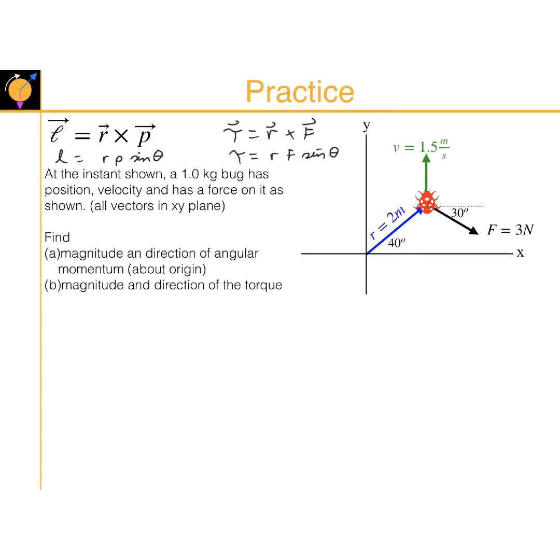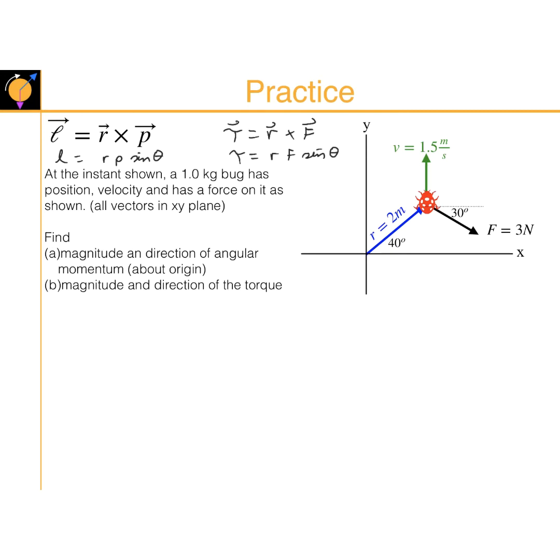And that is our angular momentum for this ball around the origin. So here's another example, and I'm also going to take the opportunity to introduce another way of thinking about torque. At the instant shown, a 1 kilogram bug, that's a very big bug, has position, velocity, and a force on it as shown. So it's in the xy plane. The z-axis is pointing out of the plane. And we're going to find the magnitude and direction of the angular momentum of this thing due to the velocity and the motion, and the magnitude and direction of the torque due to the force.